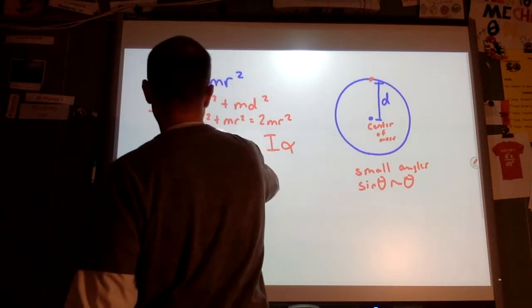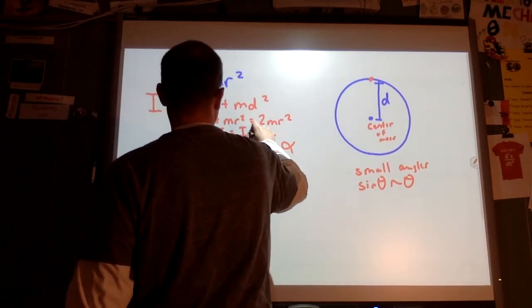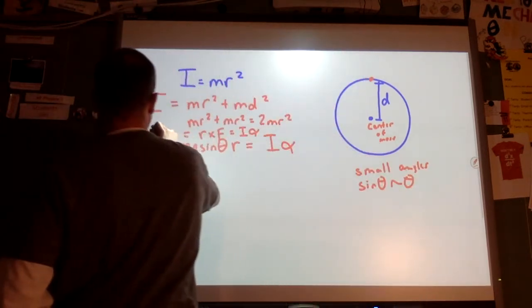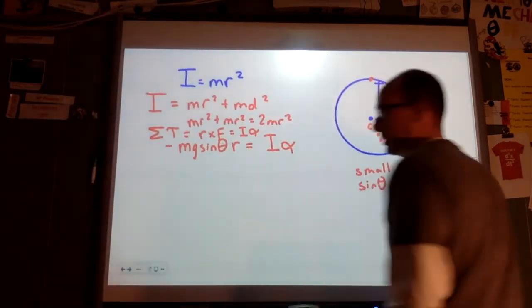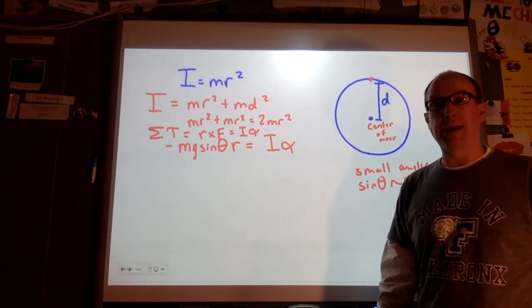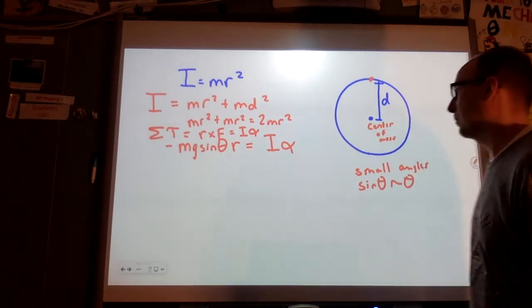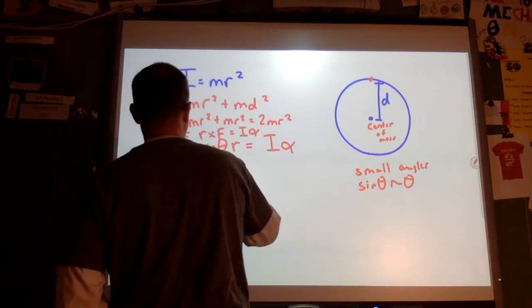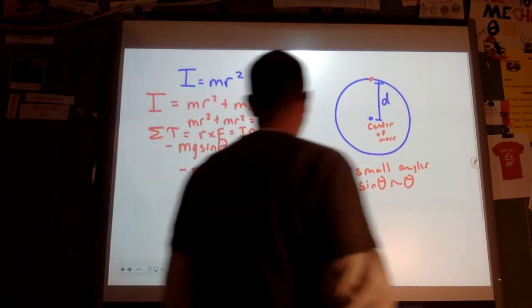And again, maybe I should write the second law in its rotational form. So the sum of our torques is equal to the cross product of the radius times the force, which is equal to I alpha. All right, so with this substitution, I have negative mg theta r is equal to I alpha.